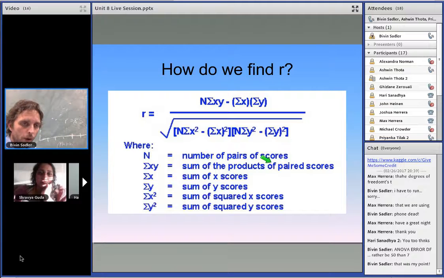So how do we find R? This is one formula, and it's actually a pretty easy formula if you have the X and Y data. But I put it up there just to show that there's a lot of different variations of how we can find R.